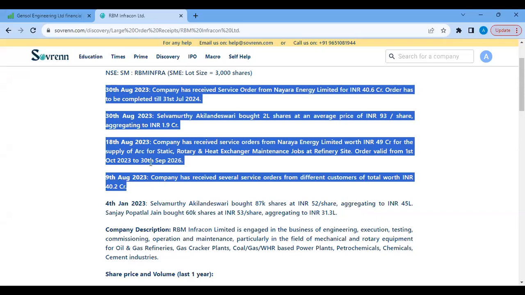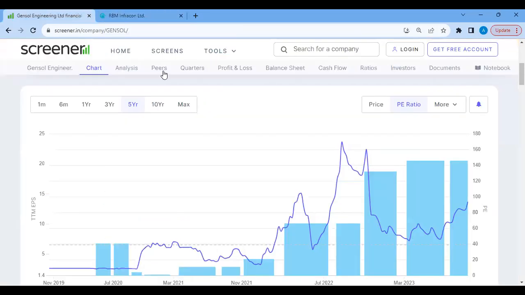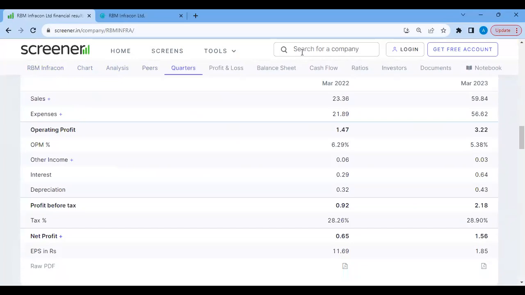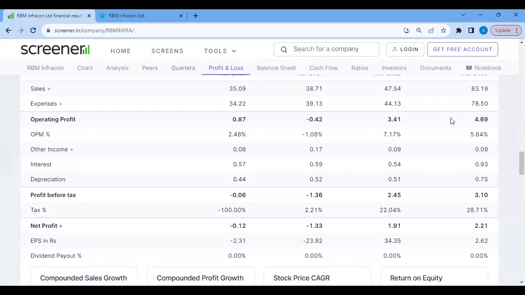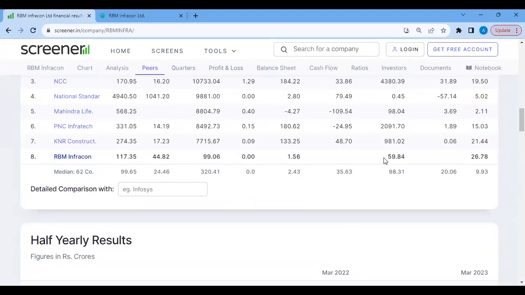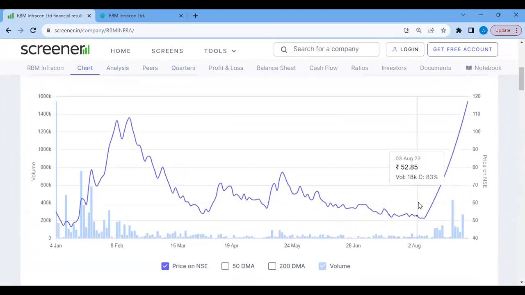Is this company getting large orders? Yes, this company is getting large orders. Does this company have a profit uptrend as well? Let us check. Yes, this company does have a profit uptrend also. It is also getting large orders. See what happened to the price of the company, from here to here. Large orders can be game changers for the company.